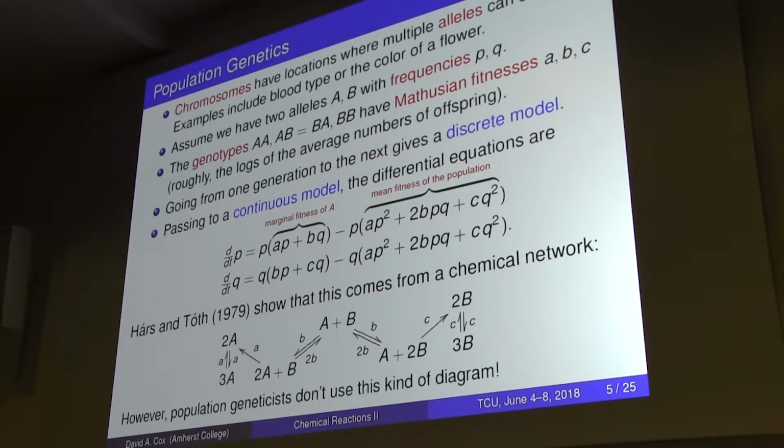But this is not how the population geneticists think about this. They clearly have their own ways of coping with this stuff. And so again, the name chemical reaction network theory, in a sense it covers this one, but it's not how the people think about it. And so I'm not really sure we have the right name in complete generality.